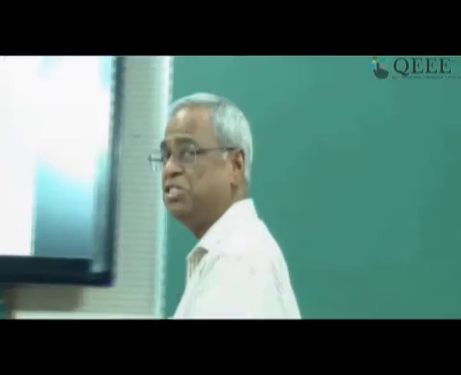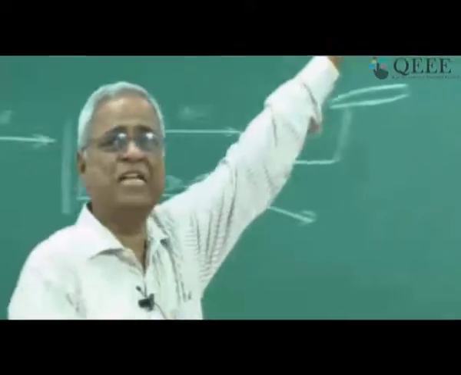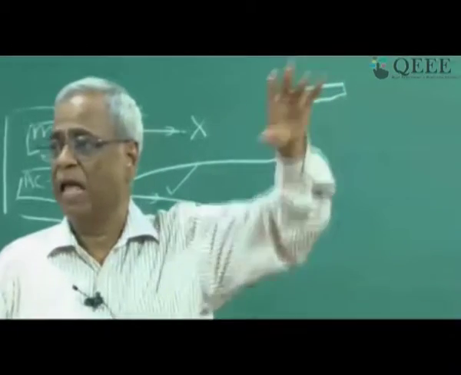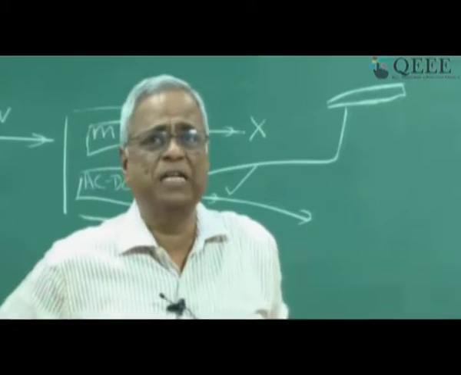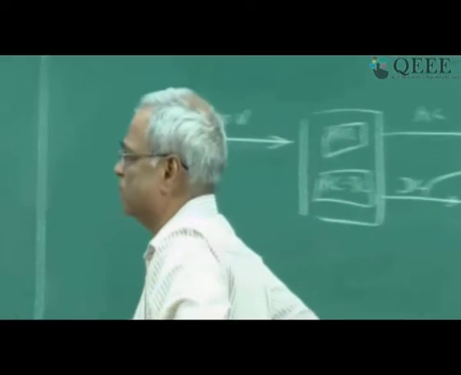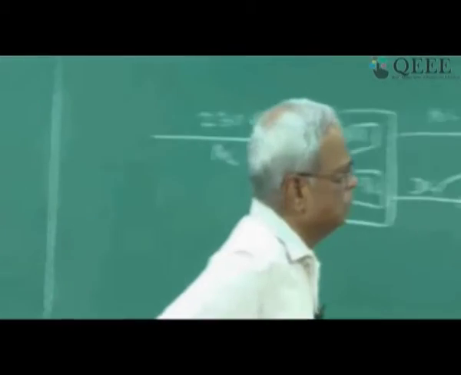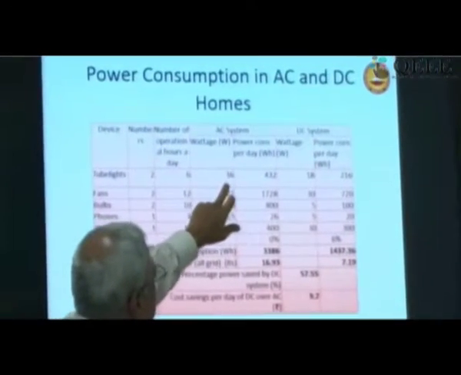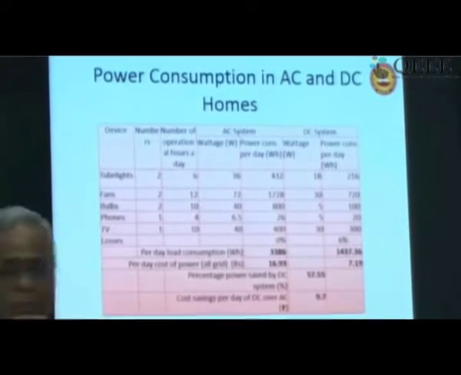You design an Excel sheet, put all the tables that I have given on one sheet as assumptions, costs or assumptions, and in another sheet you now calculate what is the power consumption in an AC home and what is the power consumption in a DC home. And of course, the number of tube lights is 2, for 6 hours a day, wattage is 36, so watt-hours will be 2 into 6 into 36, 432.